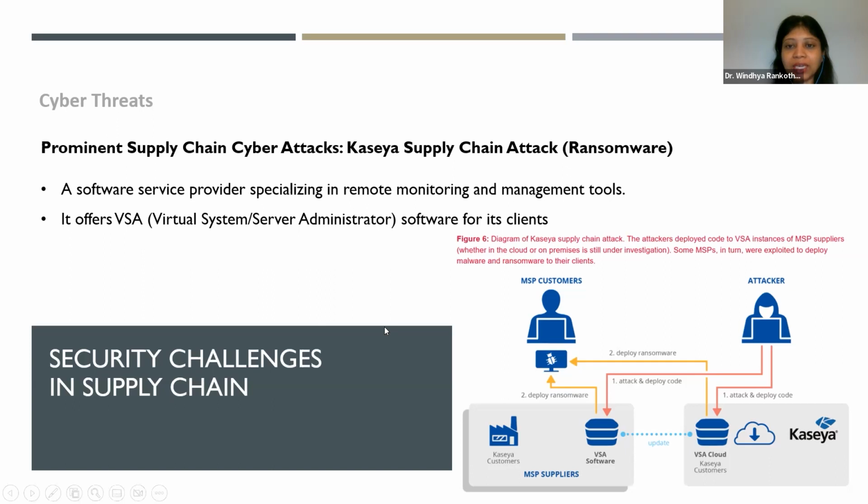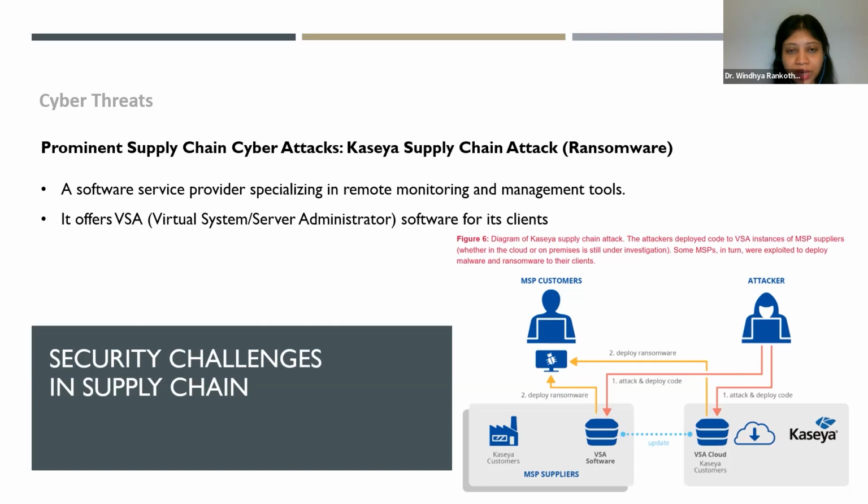In the Kaseya supply chain attack, what the attacker did was attack the Kaseya software and encrypt all the data through the software, and ask for money from the people who are using this software so that the attacker will decrypt the data and give it back to the clients. So clients had to pay a big amount of money as ransom to get this data back decrypted. These three are the most recent incidents that happened in supply chains, especially in cyber security aspects.